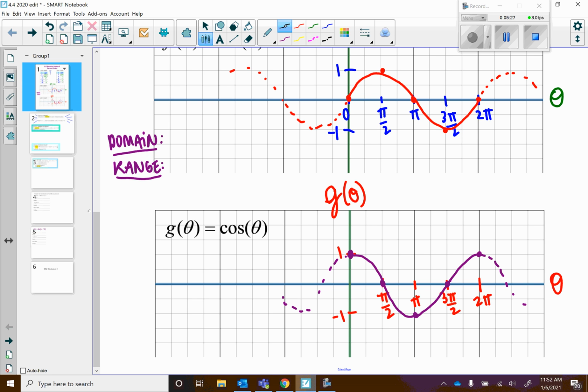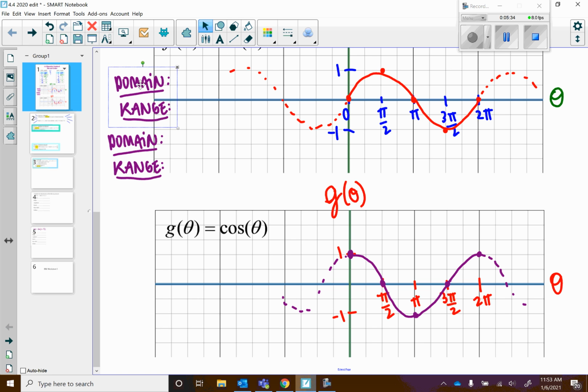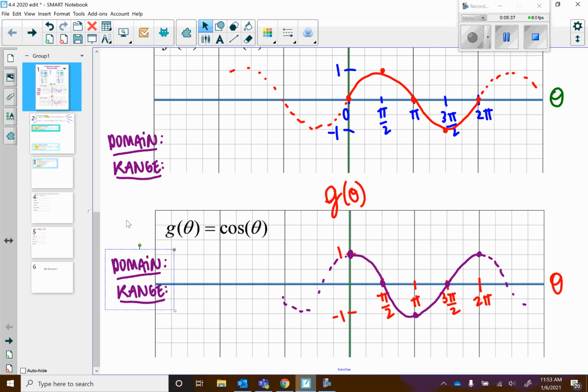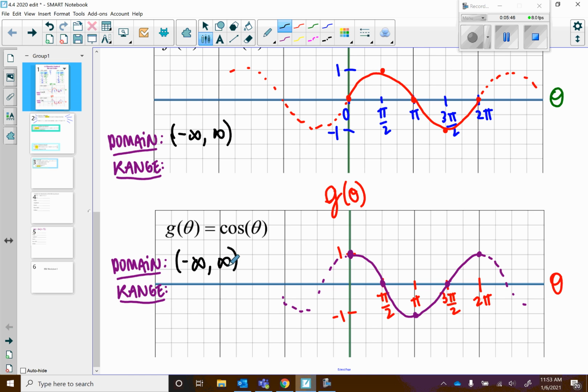Domain for these functions, if you remember, because they go on forever and ever in both directions, is going to be all real numbers, negative infinity to positive infinity. And range here, the y values, the f of theta, g of theta, notice that the highest this function gets in both cases is 1, and the lowest it gets is -1. They do include 1 and -1, so our range is from -1 to 1.